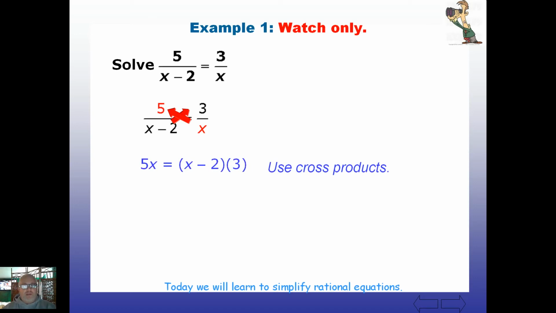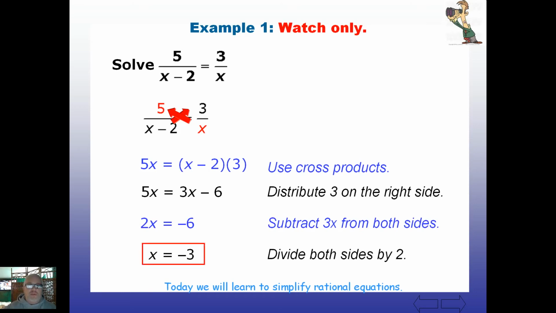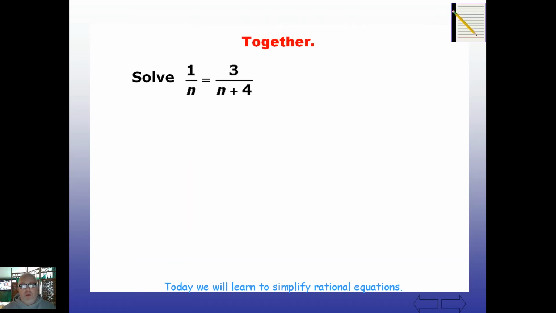We end up with 5x equals those two multiplied together. Distribute that 3 on the right hand side. And now what do we see? 5x equals 3x minus 6. Let's get rid of the smaller version of x. So I'm going to subtract 3x from both sides, divide by 2, and just like that, you're done. X equals negative 3. Good. All right, let's try one together now.